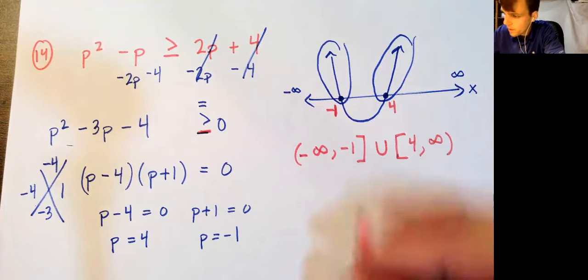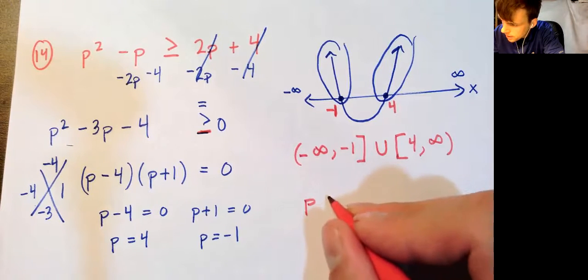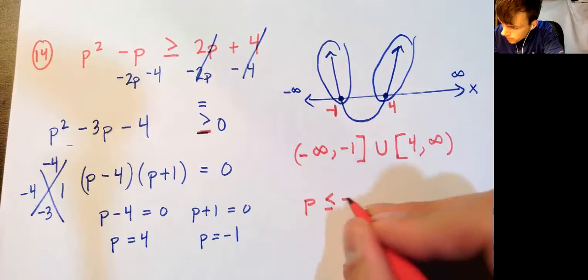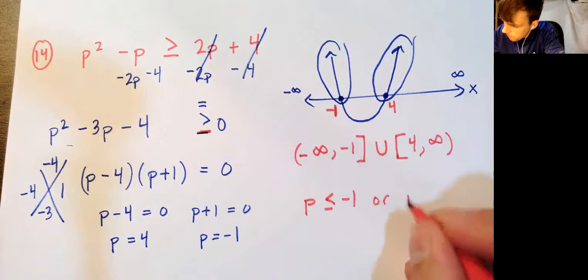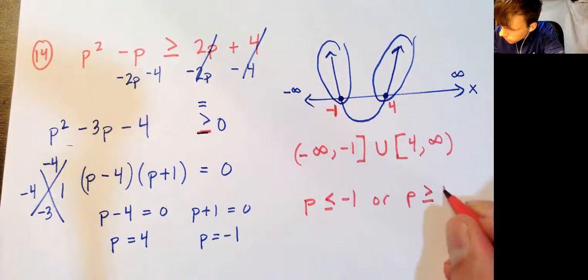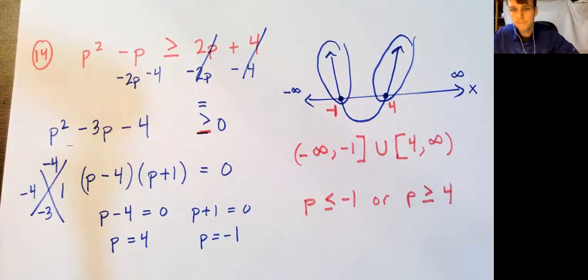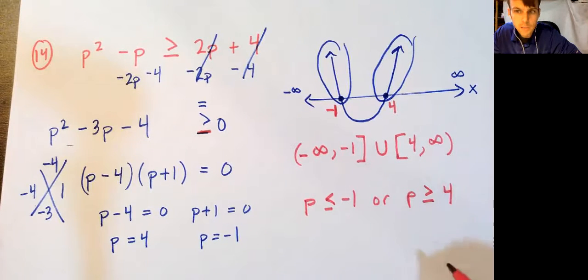So this is one way to represent our solution using interval notation. Or we could say that p has to be less than or equal to negative 1. That takes care of this side. Or p is greater than or equal to 4. So we can use interval notation or this sort of set builder or inequality notation. Either way.